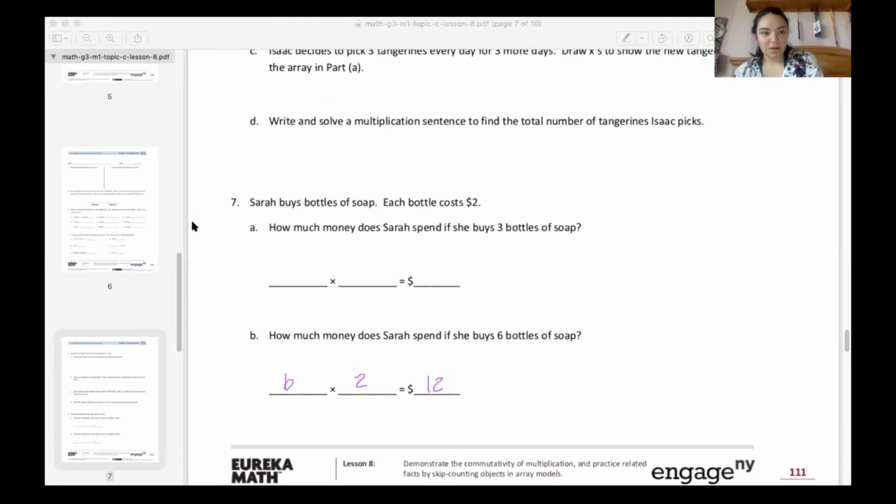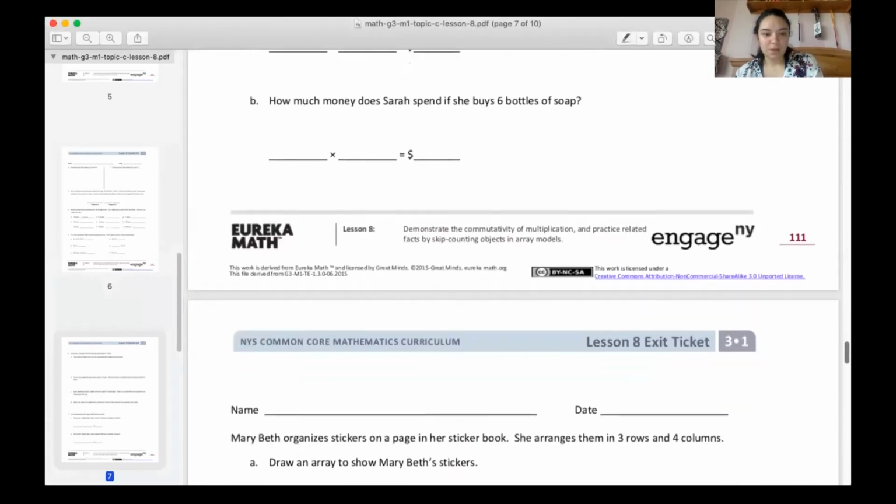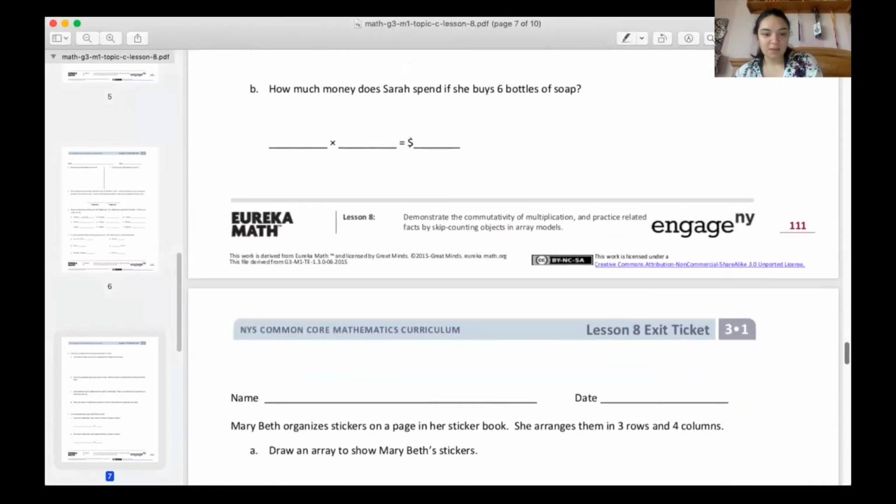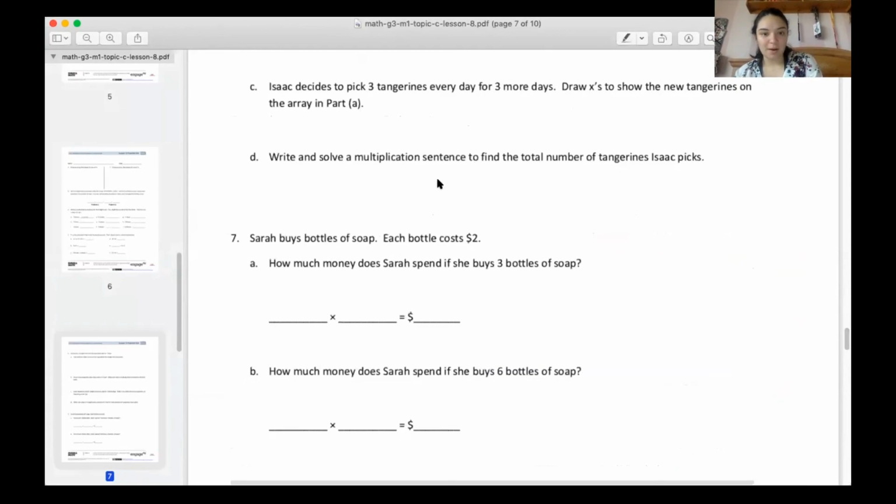All right, gonna clear, and that's the exit ticket. So we're gonna stop there. So I'm gonna stop there for today.